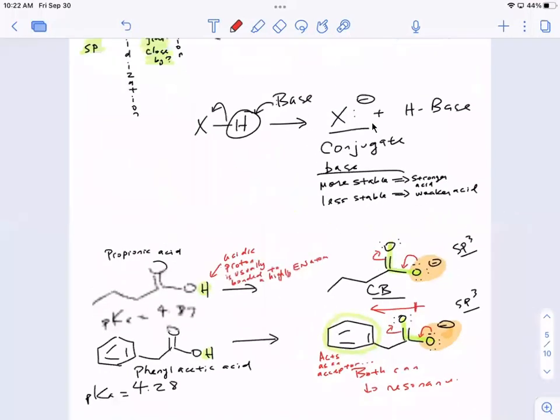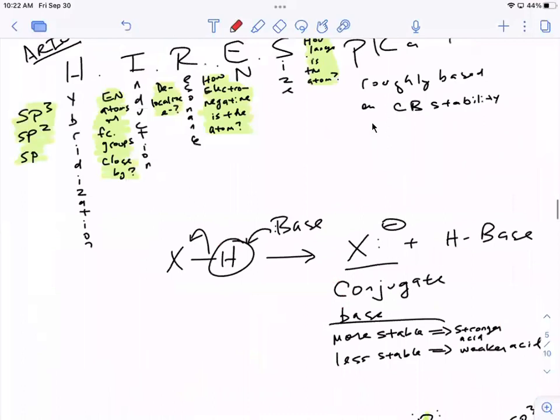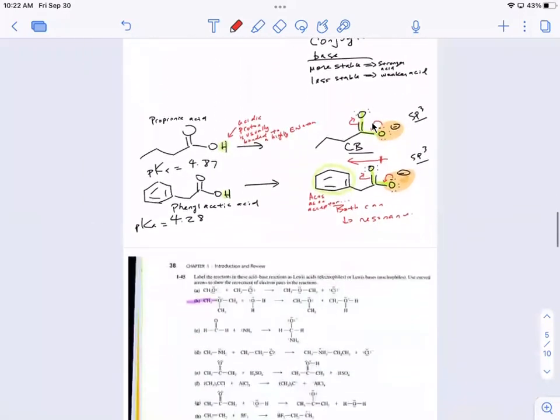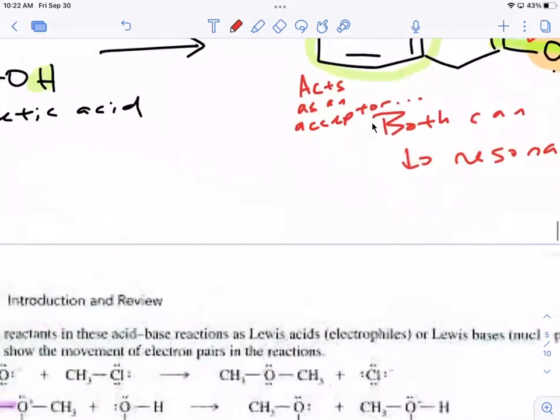All of these factors have something to do with either delocalizing electrons or stabilizing them through electronegativity. Those are the two things that matter, right? You're either stabilizing it through delocalization or through electronegativity. One of those two, but all of those factors have something to do with that. Questions about that? Let me write that down here.